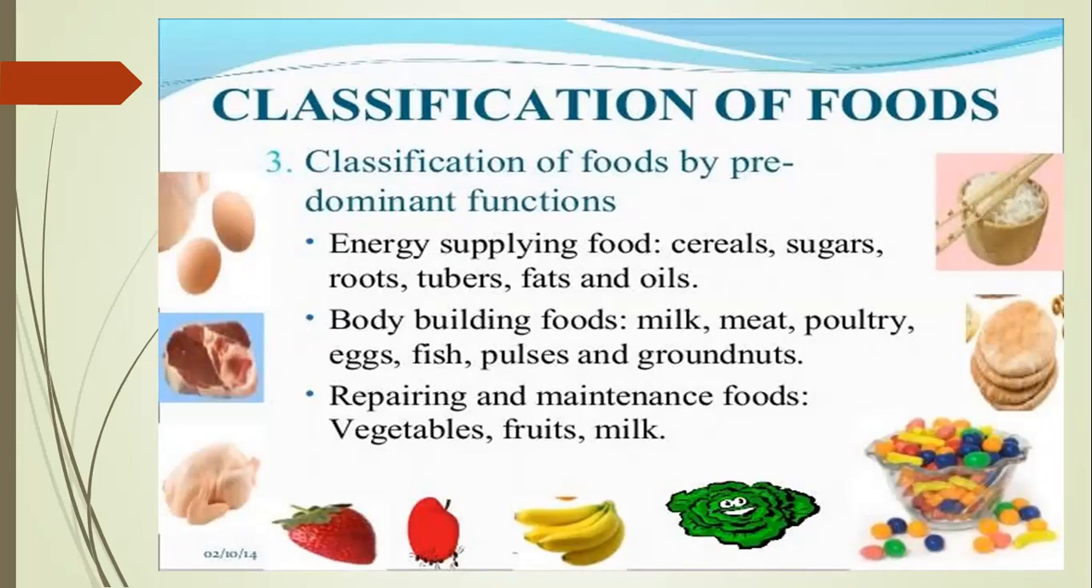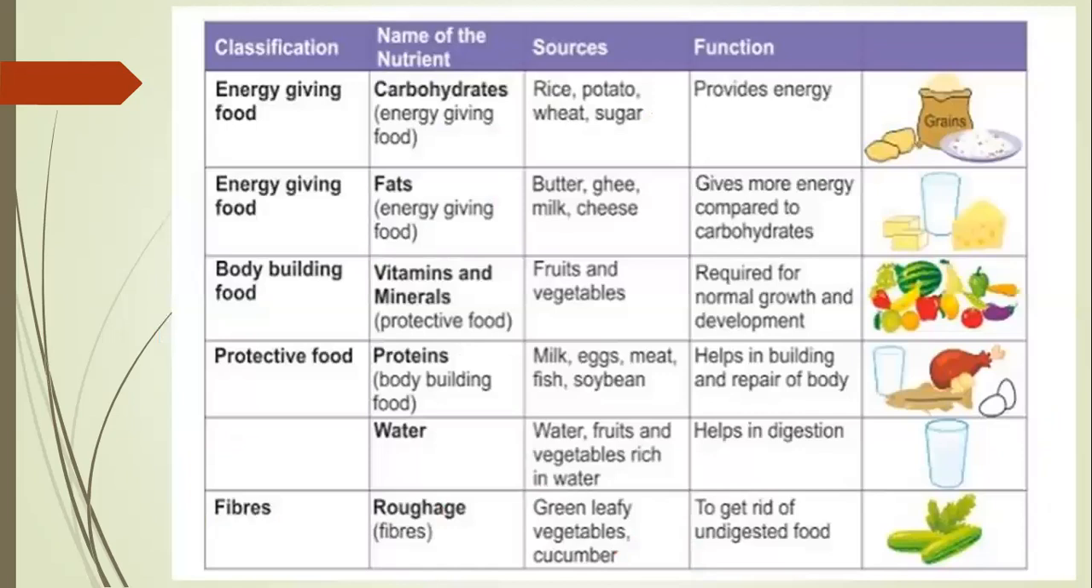And the next is protective foods. These foods repair the wear and tear of the tissues in our body. That is, you can say the repairing and maintenance of the body. That is categorized into vitamins and minerals. So let us take the example, that is vegetables, fruits, milk, etc. So here is one chart. From that you will understand the classification, the nutrients, the sources, and the functions of the particular food. So now let us come to the first thing, that is energy giving food.